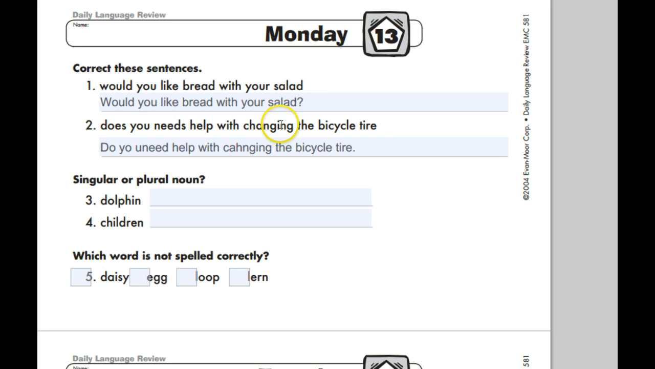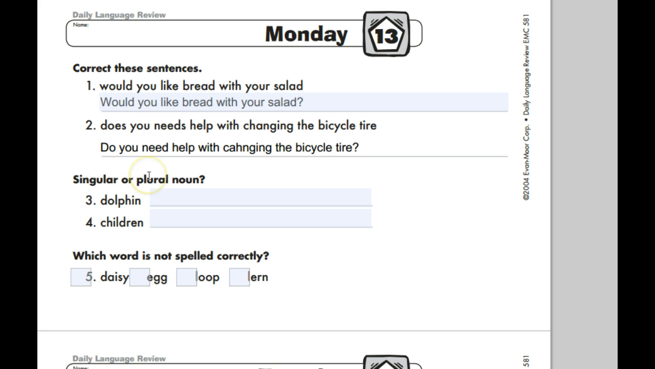Does you needs help with changing the bicycle tire? We wouldn't say does here, we would say do. You need help with changing the bicycle tire. And we don't need a period, we need a question mark here because we're asking a question.